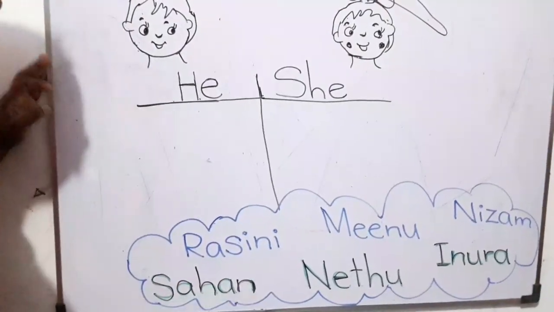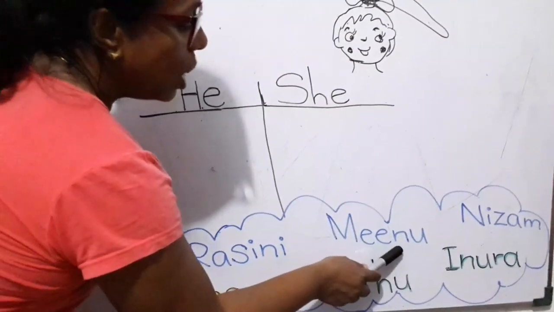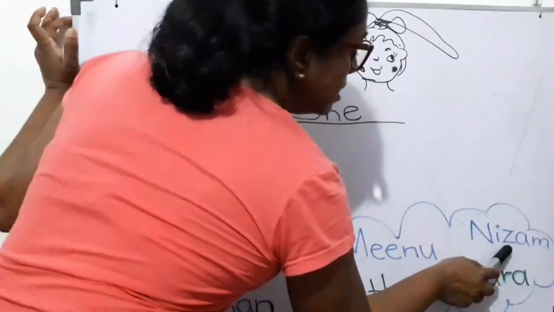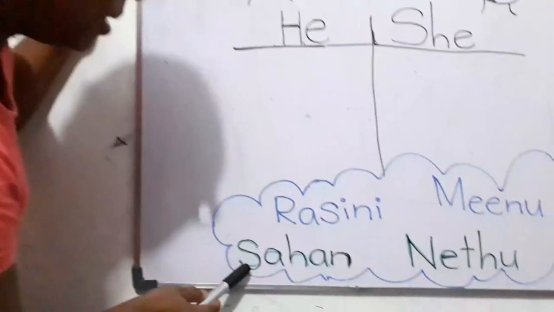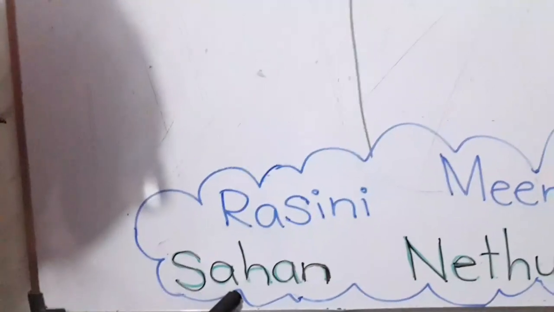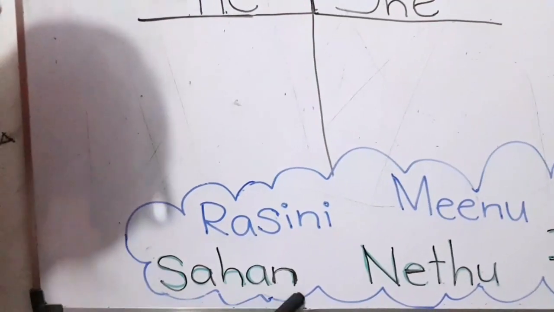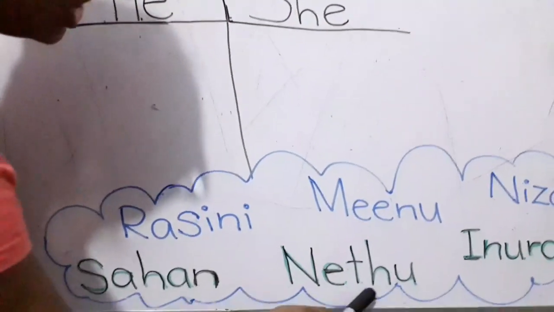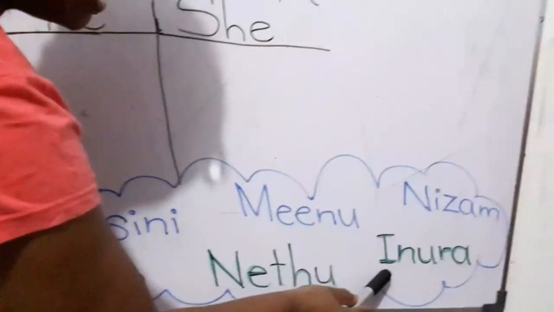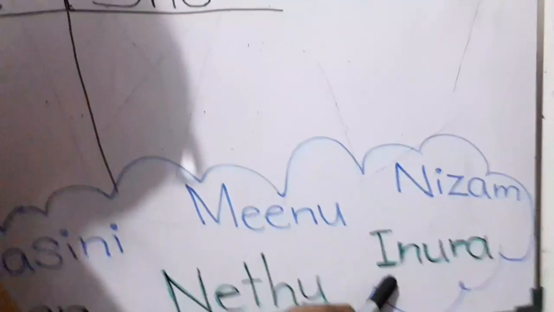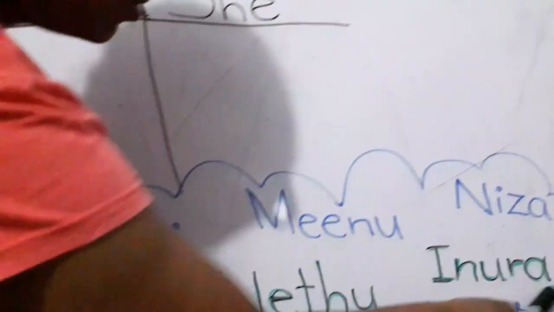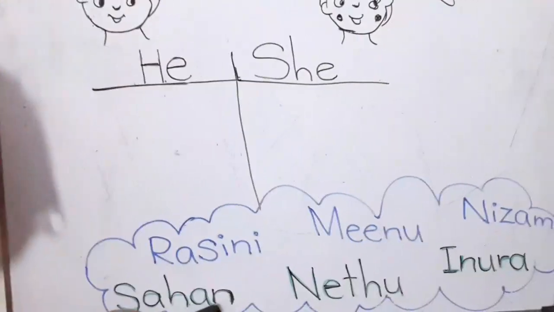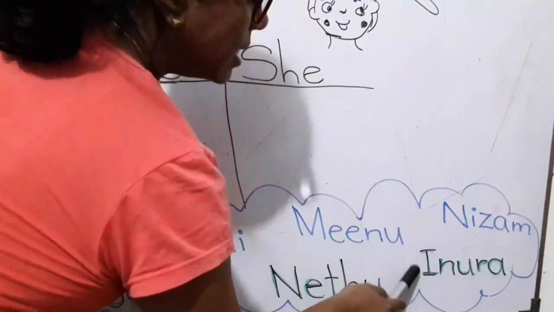Rasini, Rasini. Meenu, Meenu. Nizam, Nizam. Sahan, Sahan. Netu, Netu. Inura, Inura. Right? Rasini, Meenu, Nizam, Sahan, Netu, Inura. Inura is a new friend.